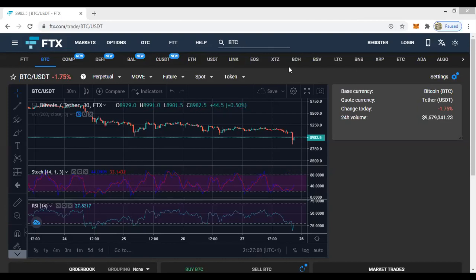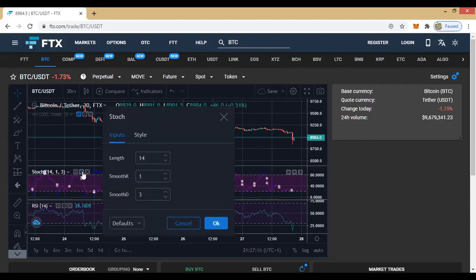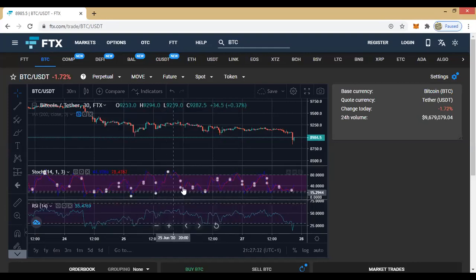What do I mean? Look at it. This is the stochastic. You can decide to edit it. Just go to this point and change some things. Here we have 14. Maybe you could decide to make it 13, and then the smoothing and all that. But I prefer to use the default setting it came with.